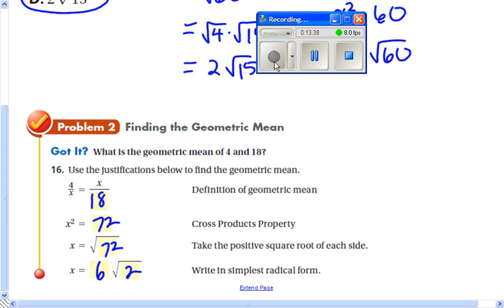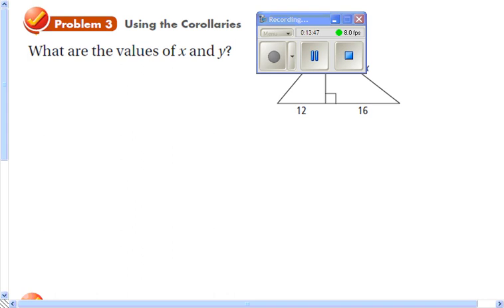Okay. And one more problem. We're going to use a geometric mean to help us solve this problem. I think I'll pause here. We're going to have a part 2 of this video. So check out part 2 for the rest of it.